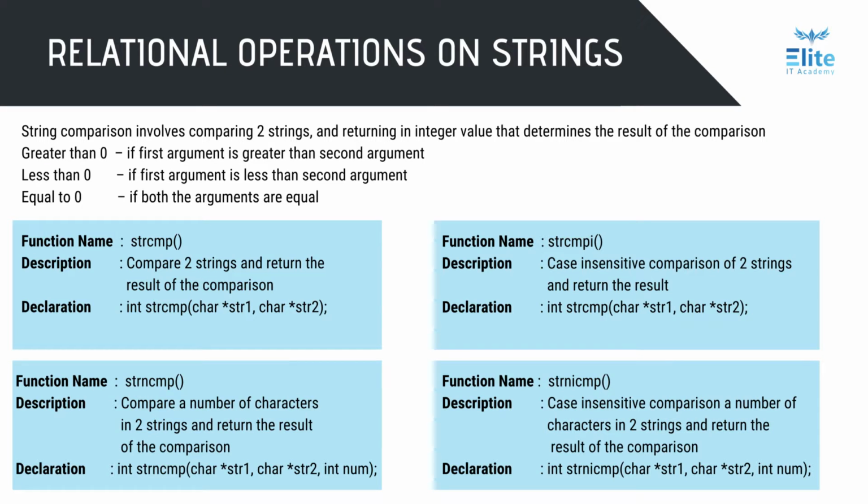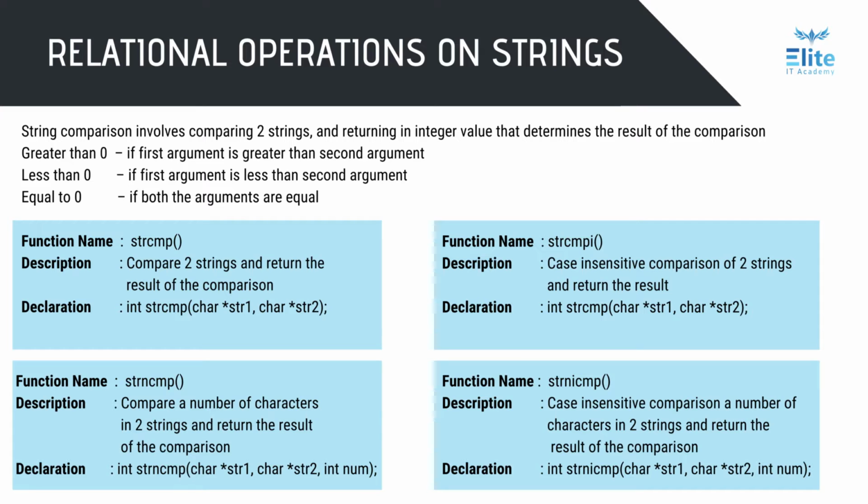We will now learn how to perform relational operations on strings. That is, compare the values of two strings and check for greater than, less than, and equal to operations on strings. The functions that compare two strings are strcmp. It compares two strings and returns a negative value, -1, if string 1 is less than string 2, 0 if string 1 is equal to string 2, and 1 if string 1 is greater than string 2.